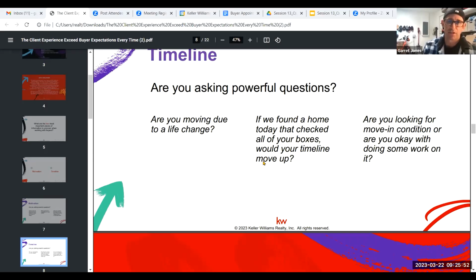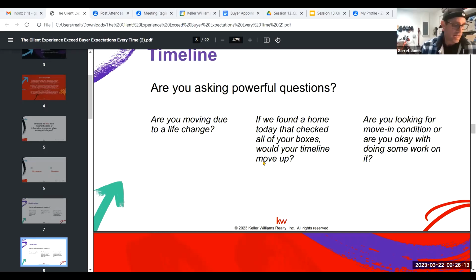Ask people that question with empathy, give them good body language, give it a good tone of curiosity. So are you moving due to a life change? And people will respond, right? Because they'll feel like we really want to understand their situation.